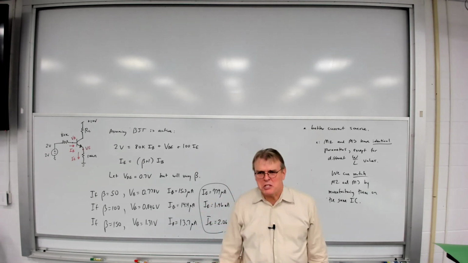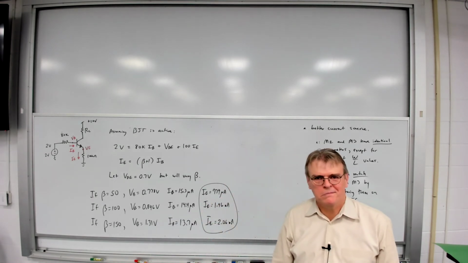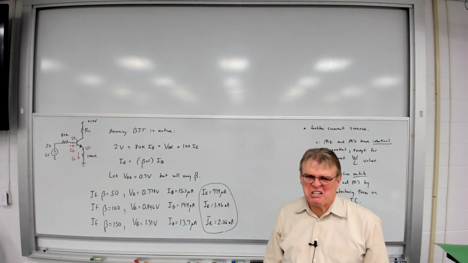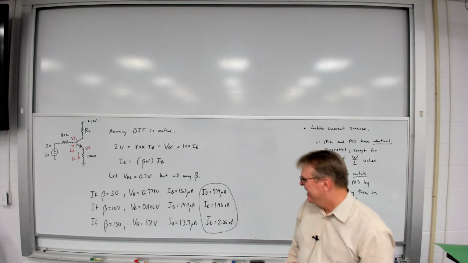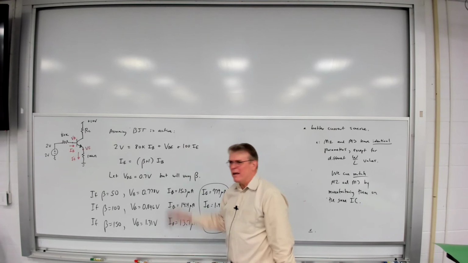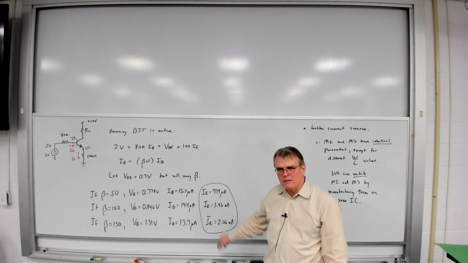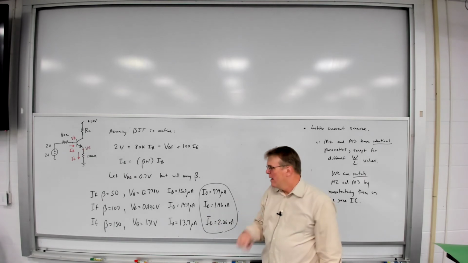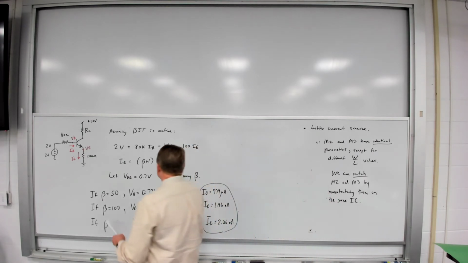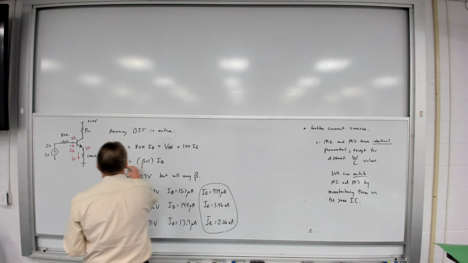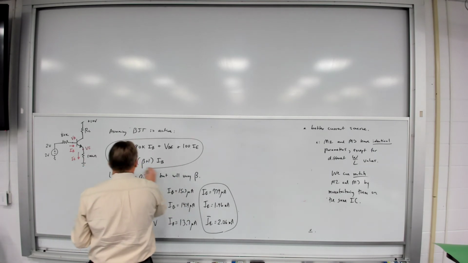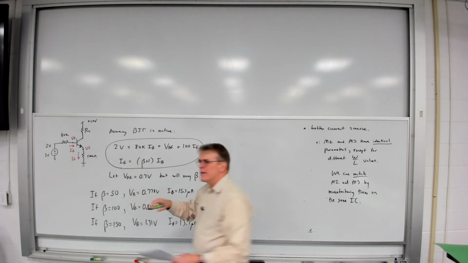Is that a particularly stable bias point? I'd argue it's not that good. I mean, it's not going all over the place, but clearly I'm getting a pretty significant amount of variation with beta. Let's now look at this same set of equations, and now let's look at it from a different point of view.